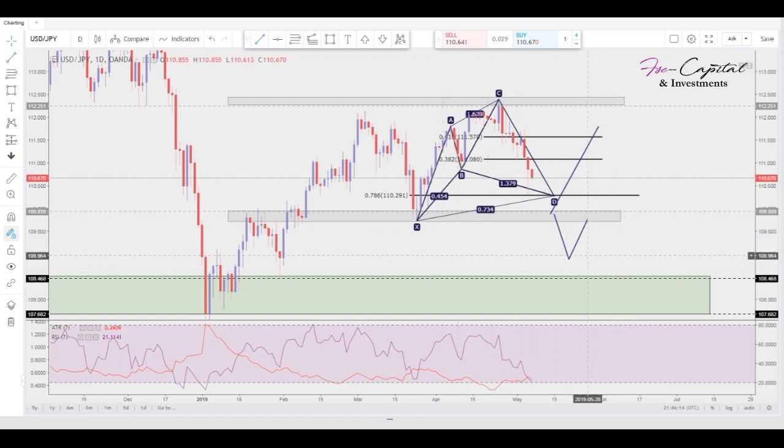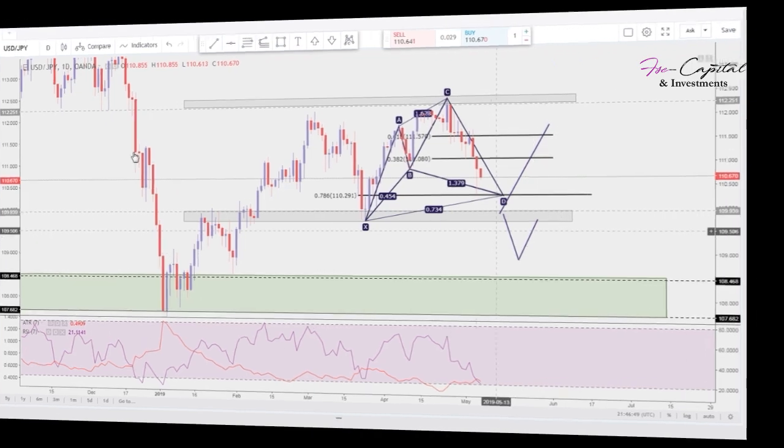This is what I'm looking at. You've got a cipher pattern setting up at 110.29s. Personally, I'll be waiting for my FSC-T1 rules to be met, and if they are met, depending on how price action reacts to this zone, the X leg on the advanced pattern, how price action reacts here, I'll be either taking a trade to the upside, or if the market decides to break below, close below, I'll be waiting for that pullback to short this market. Okay, now let's move over to New Zealand dollar, and I'll show you exactly what I'm looking at on New Zealand dollar.